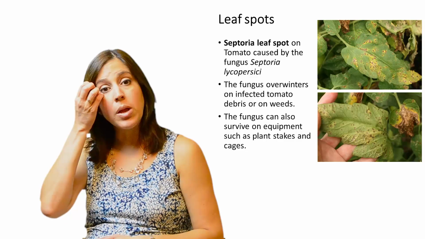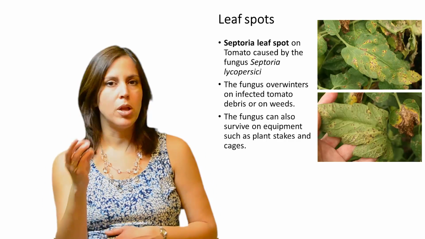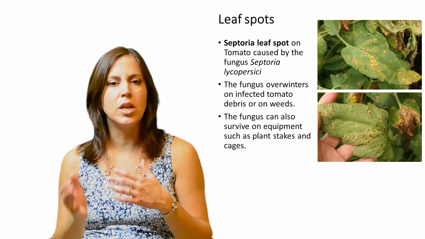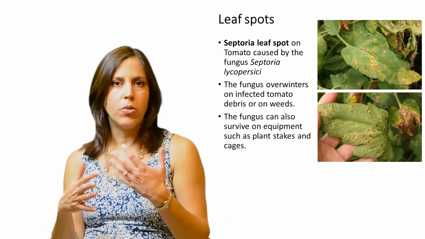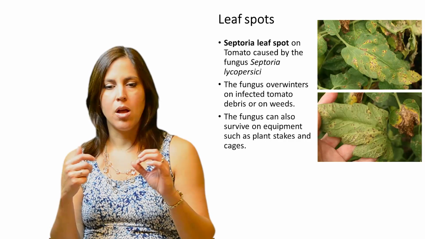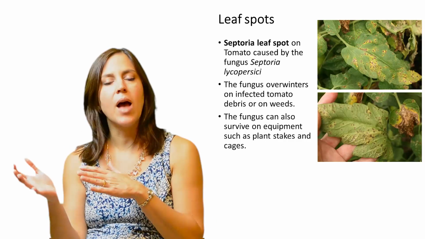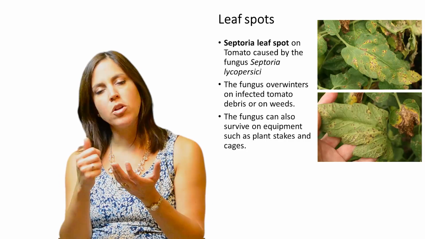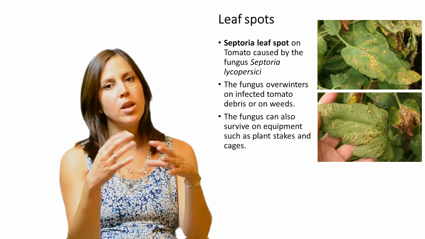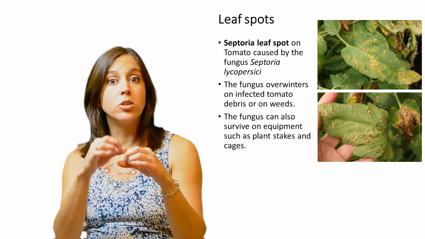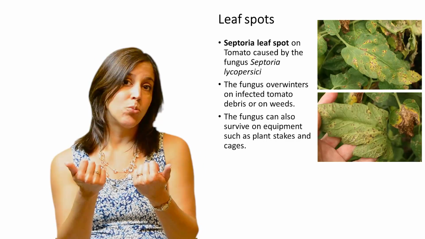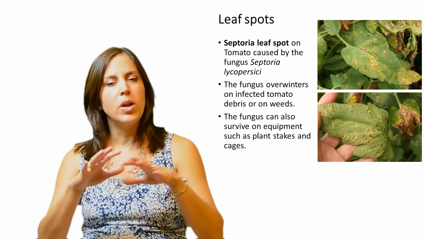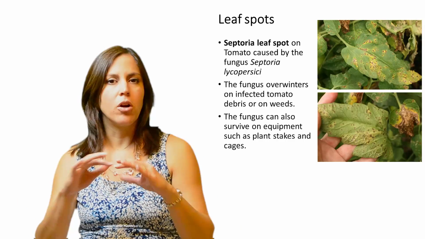Of course, this fungus overwinters on infected tomato debris or also on weeds, and can survive and be transmitted on equipment when the tomato is being cultured. Normally, when there are humid conditions, the fungus arrives and starts causing a lot of spots. So many times, if it's a very low inoculum, maybe only some of the bottom leaves are going to be infected.